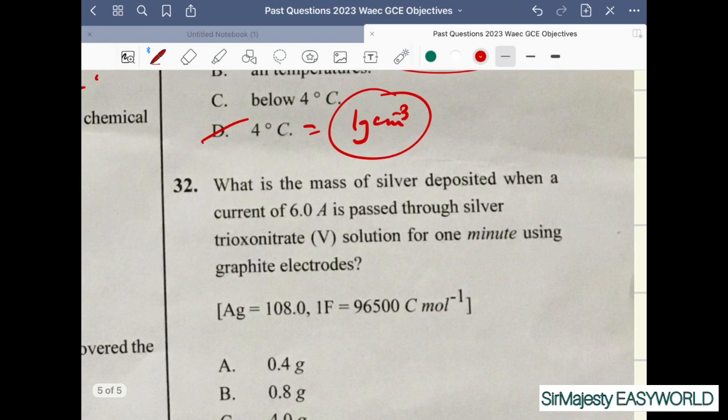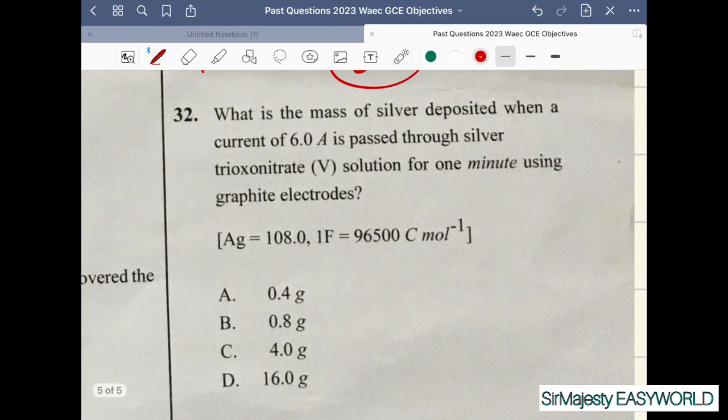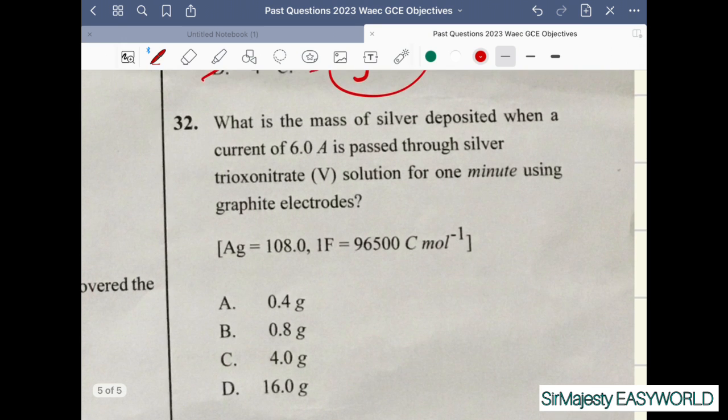Number 32 says, what is the mass of silver deposited when a current of 6 amperes is passed through silver trioxonitrate(V) solution for 1 minute using graphite electrodes?